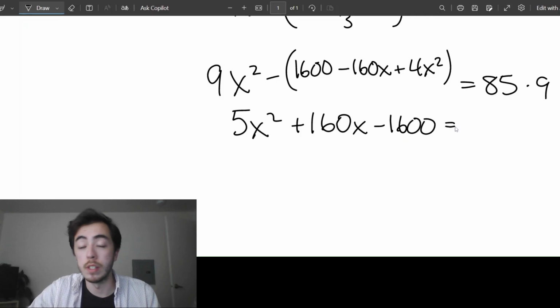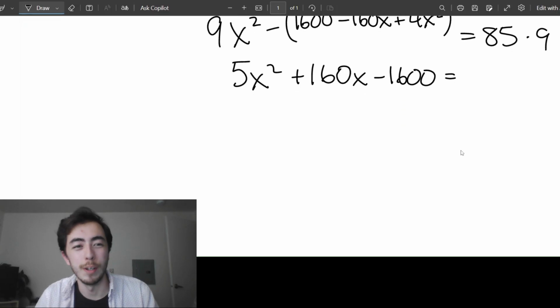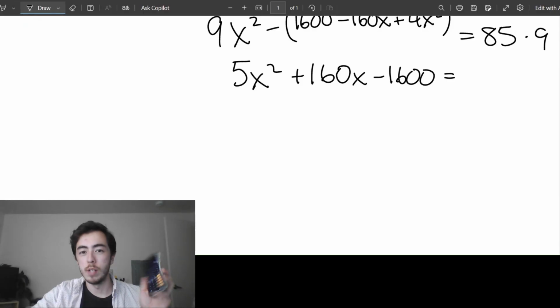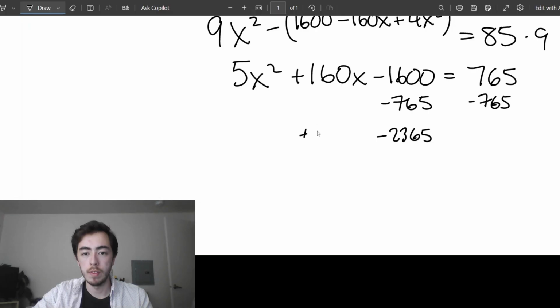And this is going to be equal to 85 times 9. Let me do the arithmetic and I'll come back. Actually, I'll just pull out my calculator and do it with you. 85 times 9, that is 765. Maybe let's subtract the 765 over here so that we can set it equal to 0. So essentially adding those two numbers together, 1600 plus 765, we get minus 2365.